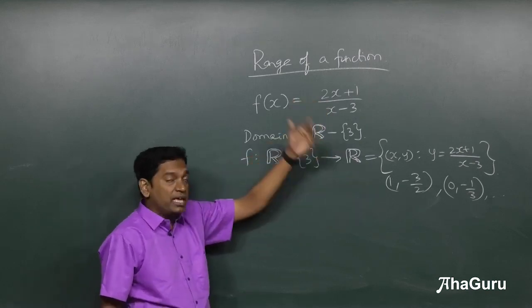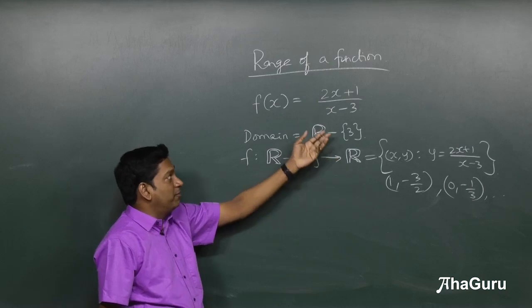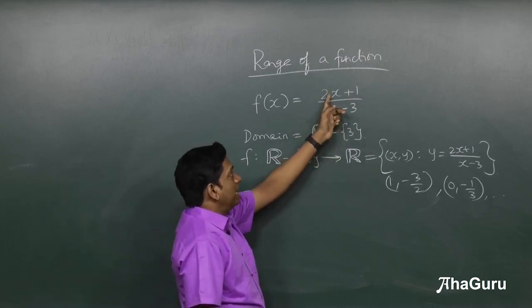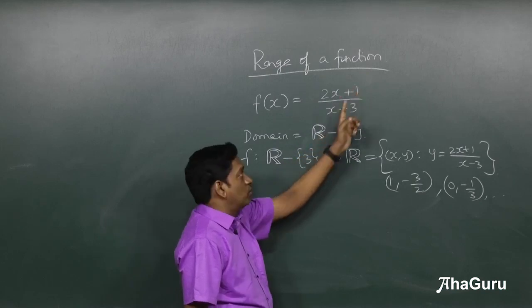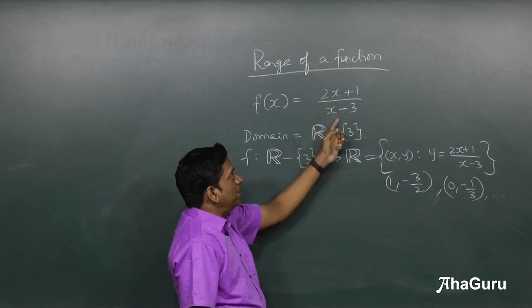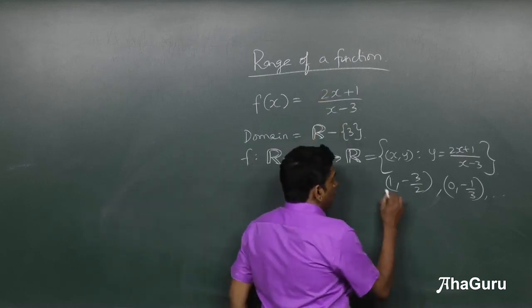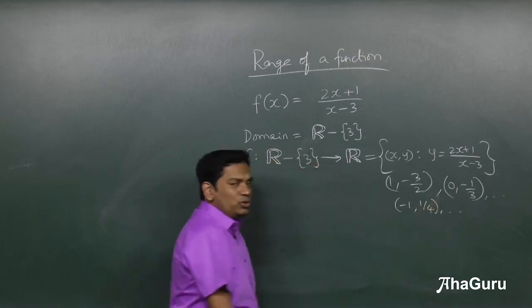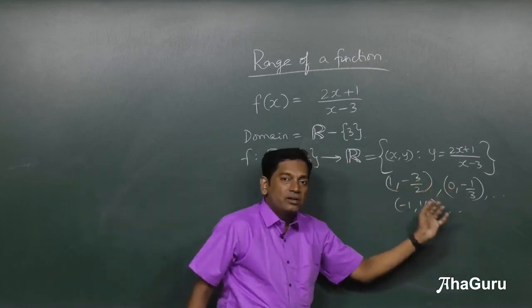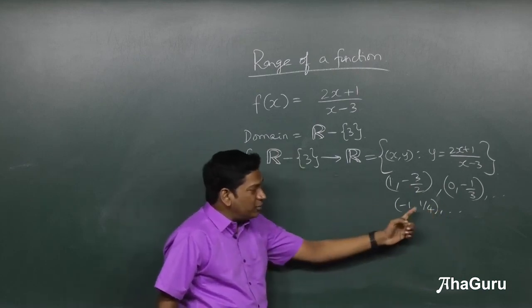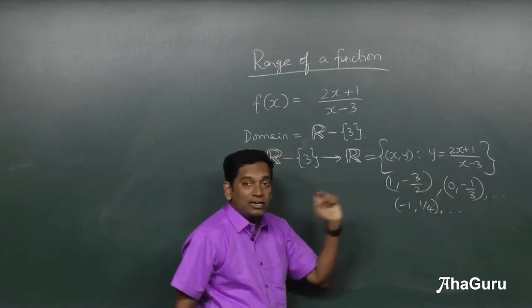Should we actually keep trying every possible number? For example, if you put x is equal to minus 1, you get minus 2 plus 1 is minus 1, minus 1 minus 3 is minus 4, minus 1 by minus 4 is 1 by 4. So you will get (minus 1, 1 by 4). So you will get a bunch of pairs like these, ordered pairs. But is this enough to find the set of all possible second numbers?